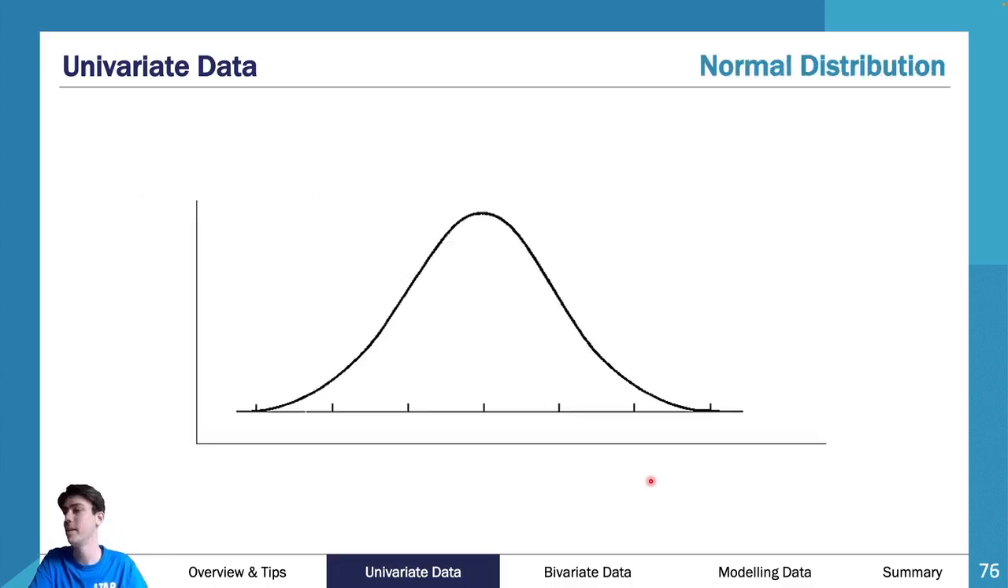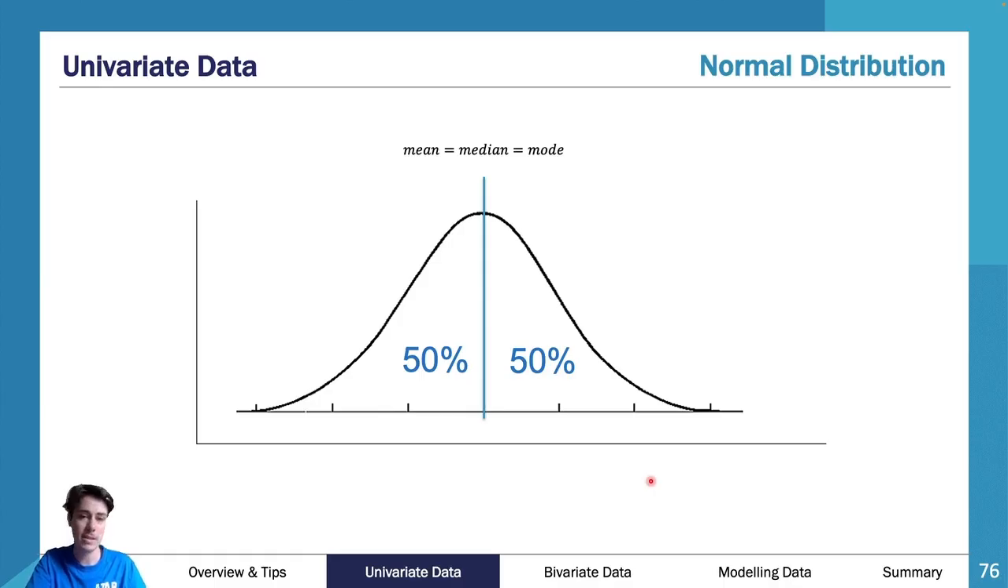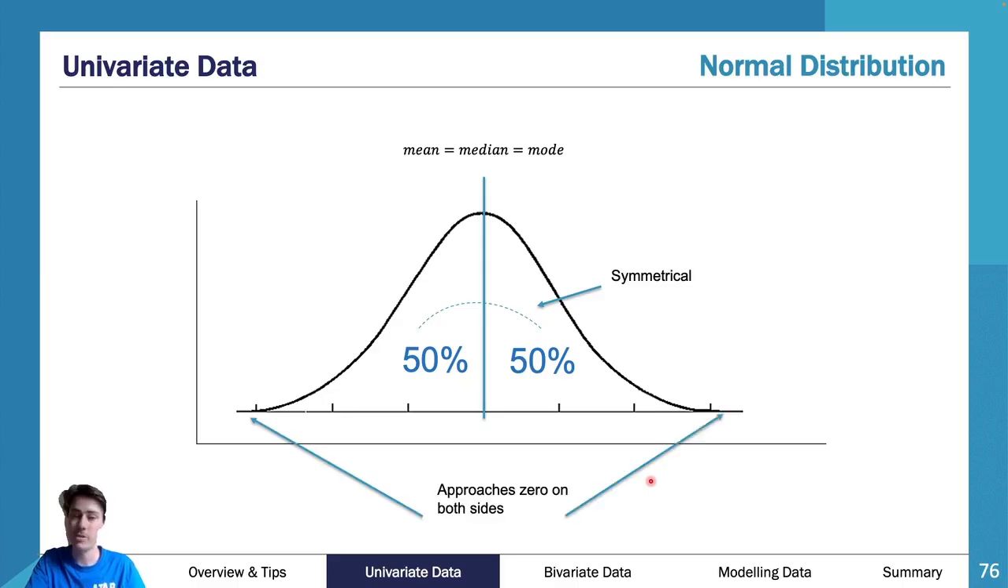And then lastly, with numerical data, you need to know normal distribution. I'll touch on this quite briefly, but normal distribution is essentially where your mean equals your median equals your mode. It's used for numerical continuous data, and you have 50% of your data either side of it. So it's like a perfect symmetrical piece of data, and it approaches zero on both ends.